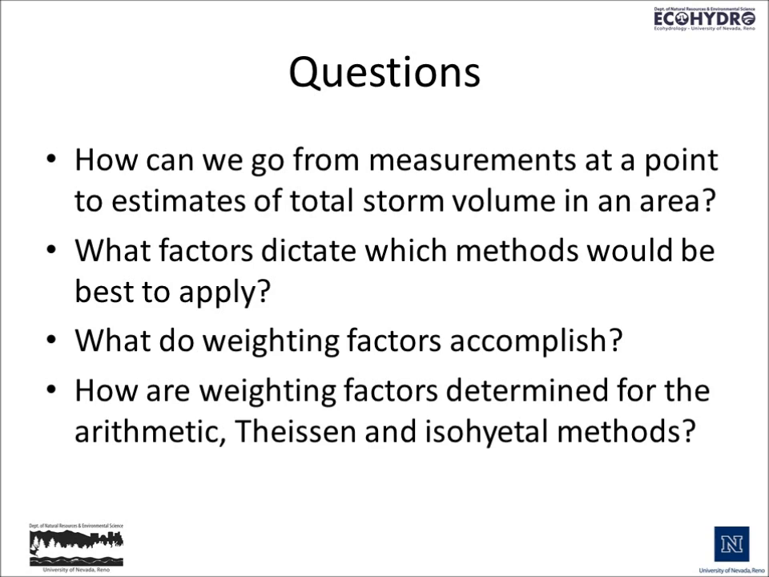And the weighting factors for the arithmetic, Thiessen and isohyetal methods are determined like this. For arithmetic, the weighting factor is simply equal to 1 over the number of observations. For the Thiessen and isohyetal methods, weighting factors are determined by the amount of area inside of a watershed that's actually represented by each one of the subzones created by these techniques for chopping apart the watershed and assigning values for precipitation to each smaller portion.